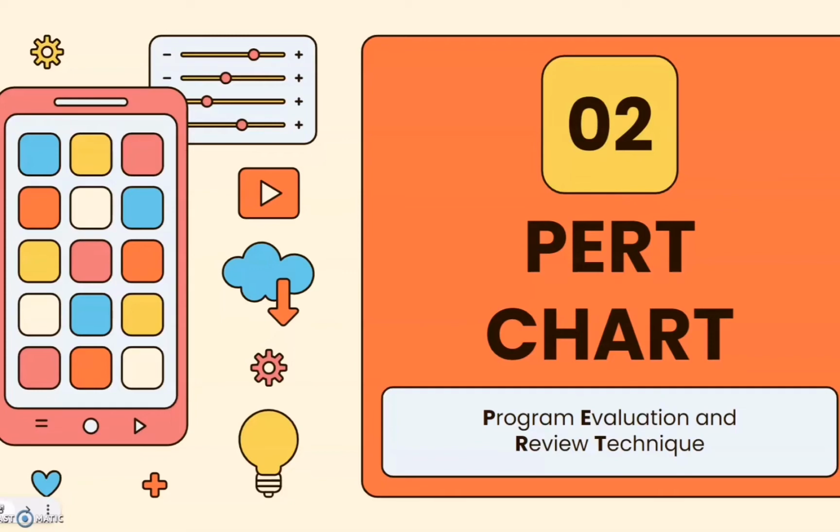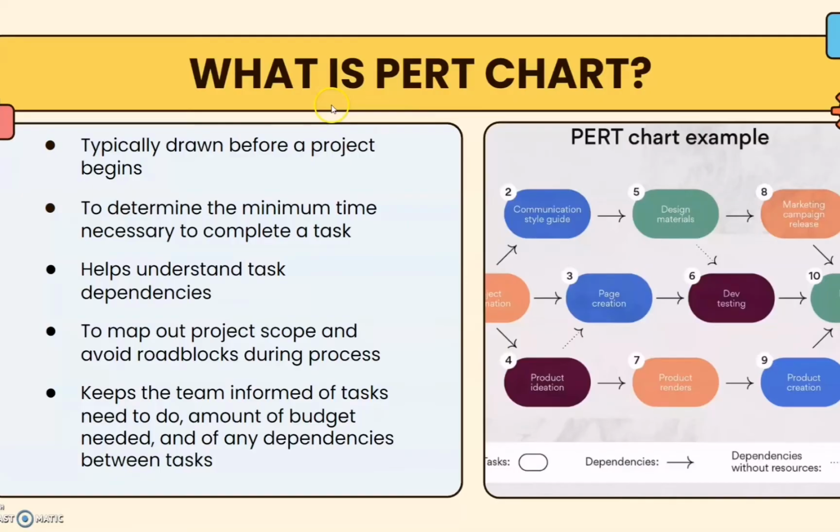Now I want to present one of the tools used in project management, which is the PERT chart, also known as Program Evaluation and Review Technique. Next, what is a PERT chart? A PERT chart is typically drawn before a project begins. We use it to determine the minimum time necessary to complete a task.